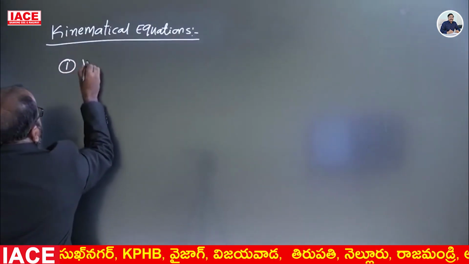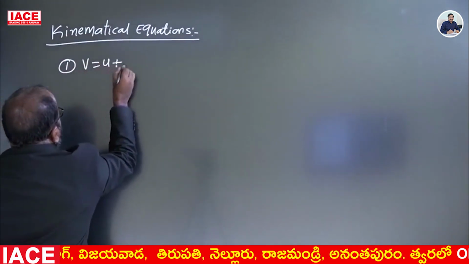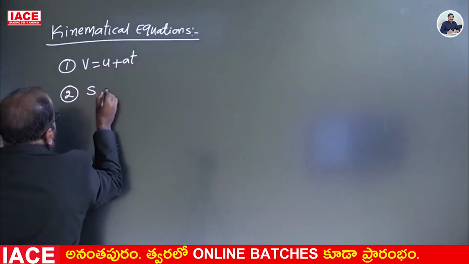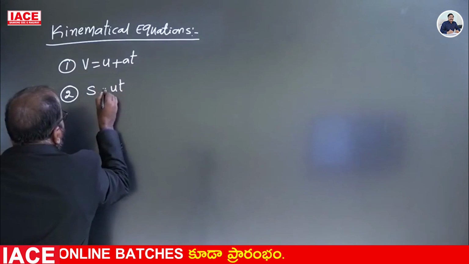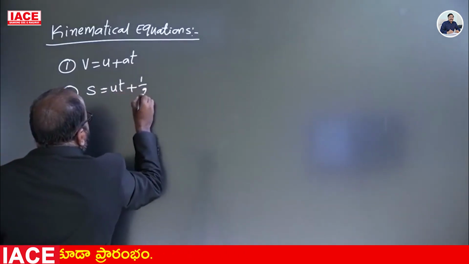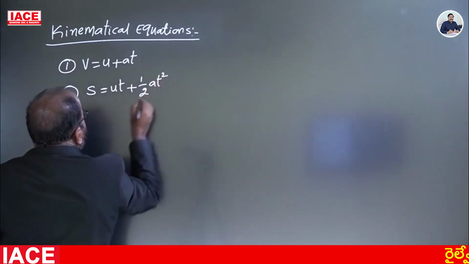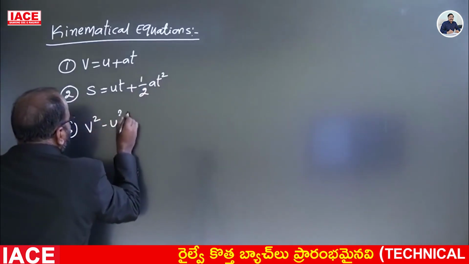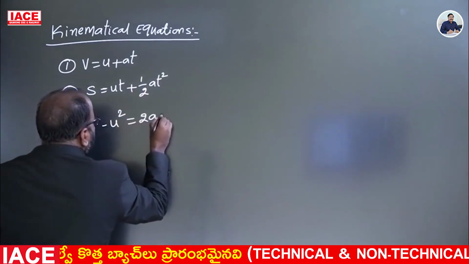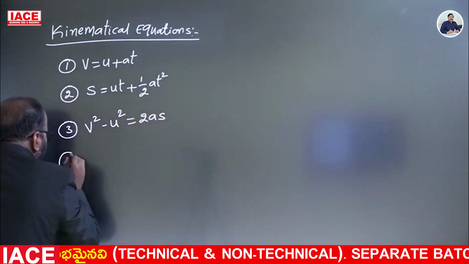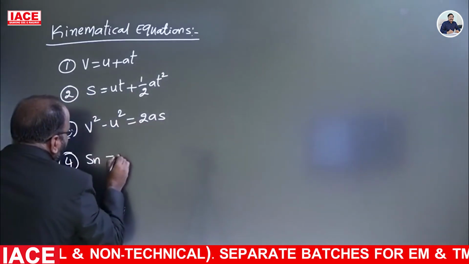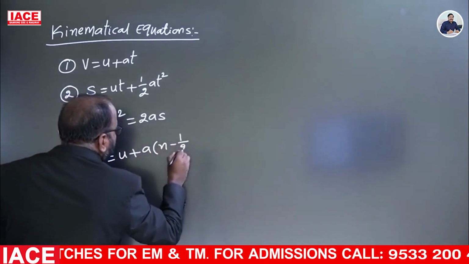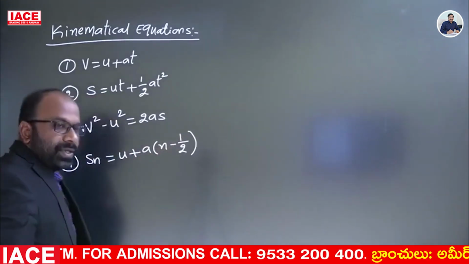Number 1, V is equal to U plus AT. Second one, S is equal to UT plus half AT square. Third one, V square minus U square is equal to 2AS. Fourth one, Sn is equal to U plus A into (n minus half). These are the kinematical equations.